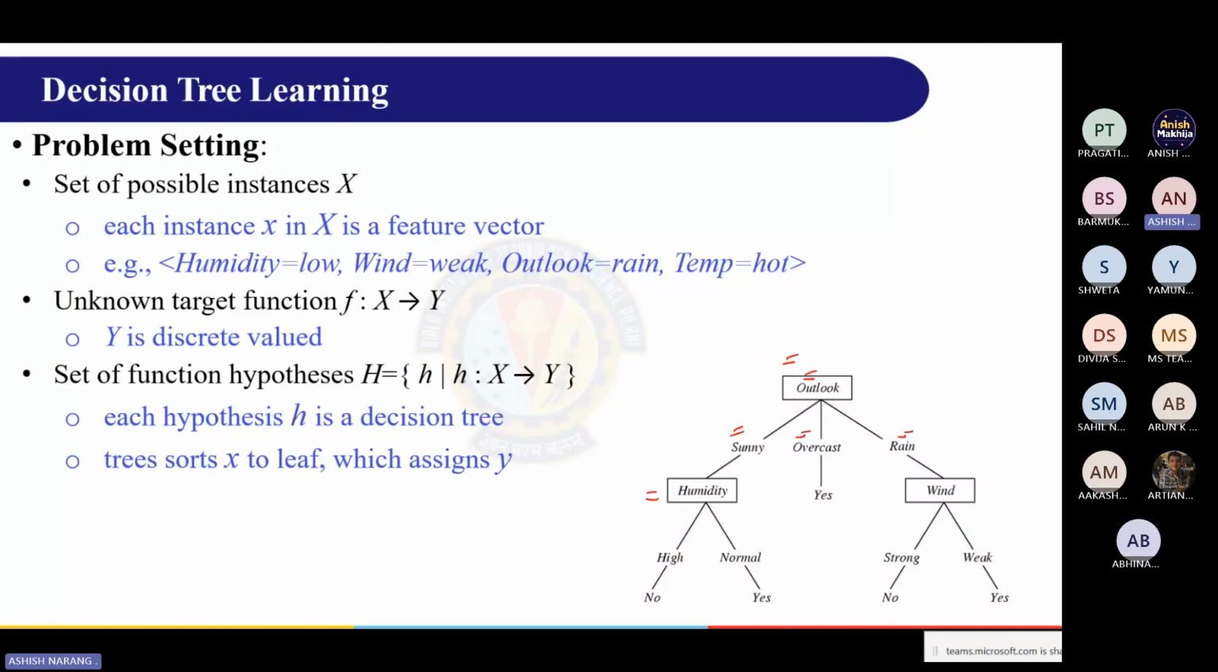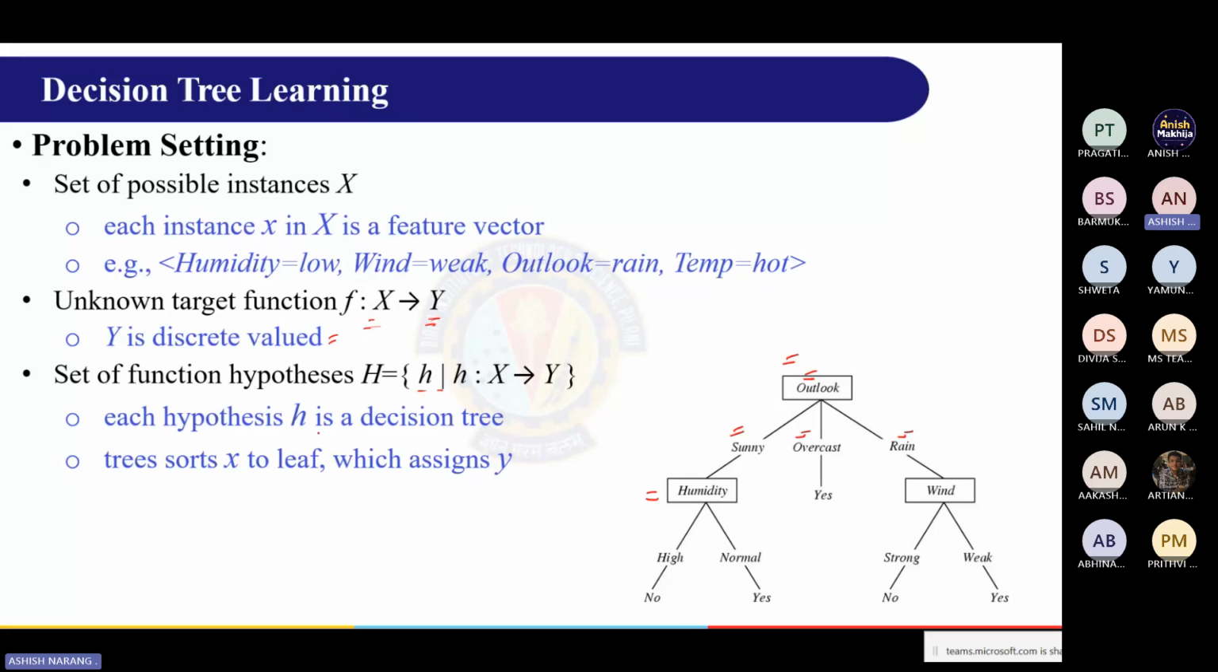So what I'm trying to understand is I have some set of input features, and I want to predict y. This function from the set of input features to y, which is my output, is what I'm going to learn. And y is discrete valued. That's why we are calling it a classification problem. If it is a continuous one, it will be a regression problem. Now you see there are a set of functions that you can learn, and each of them we call a hypothesis, and each hypothesis H is a decision tree.